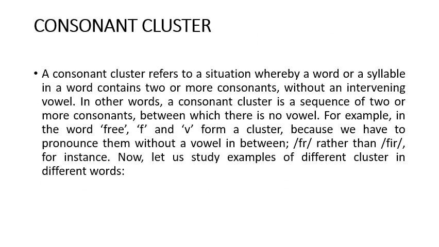What is a consonant cluster? A consonant cluster refers to a situation whereby a word or a syllable in a word contains 2 or more consonants without an intervening vowel. In other words, a consonant cluster is a sequence of 2 or more consonants between which there is no vowel. For example, in the word free, f and r form a cluster. Free, f and r is a cluster because we have to pronounce them without a vowel in between.